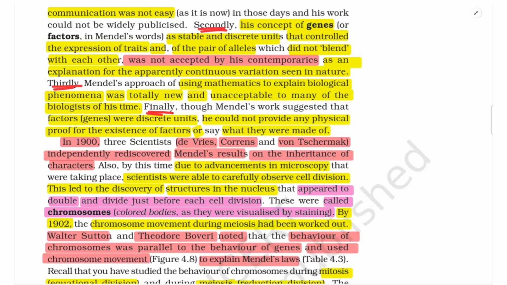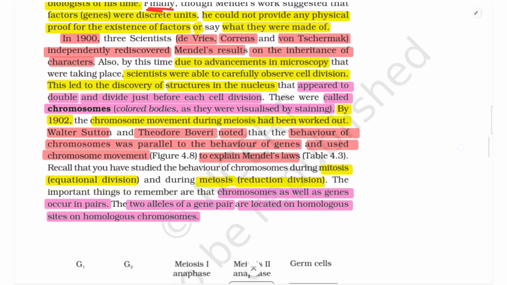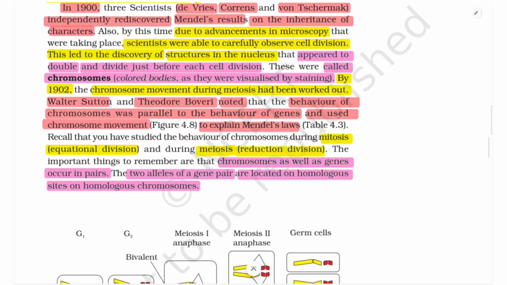Also, by this time, due to advancements in microscopy, scientists were able to carefully observe cell division. This led to the discovery of structures in the nucleus that appeared to double and divide just before each cell division. These were called chromosomes, that is, colored bodies, as they were visualized by staining. By 1902, the chromosome movement during meiosis had been worked out.